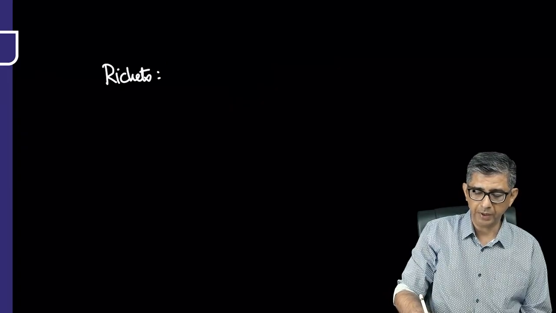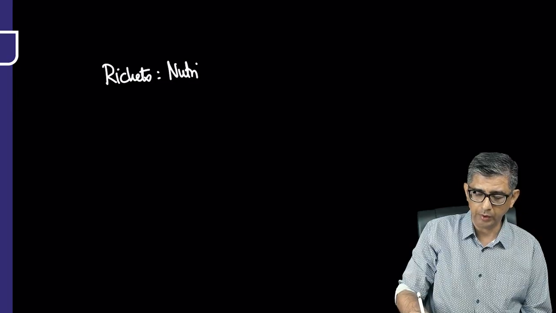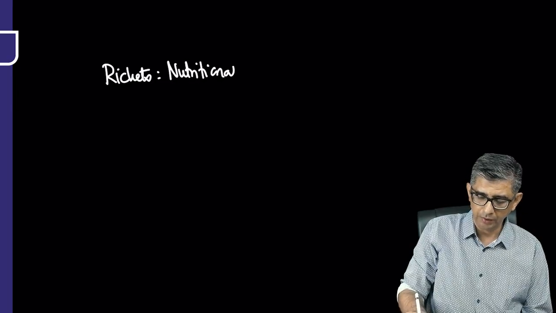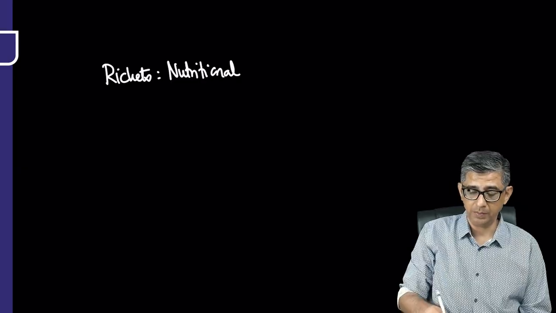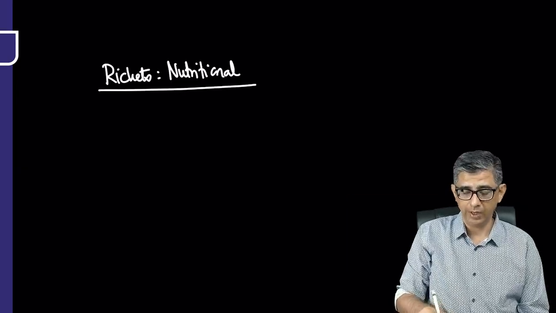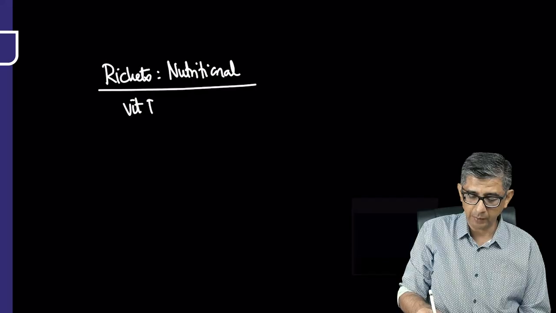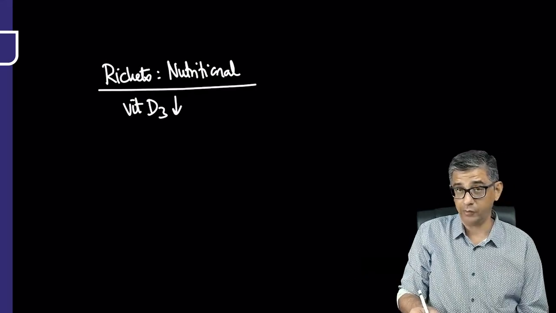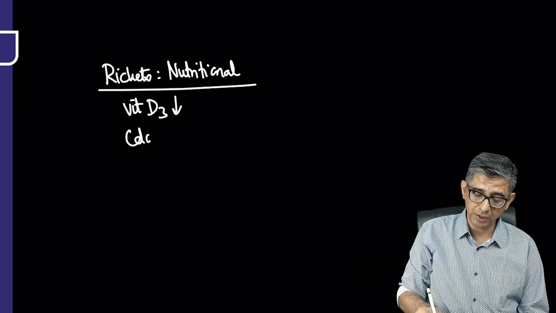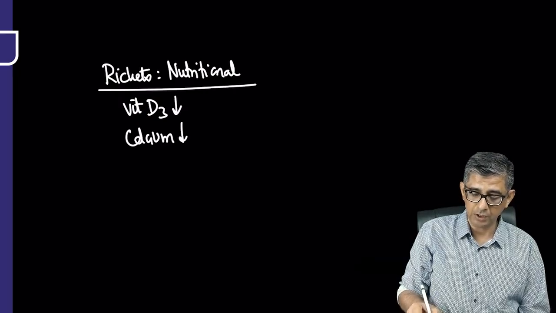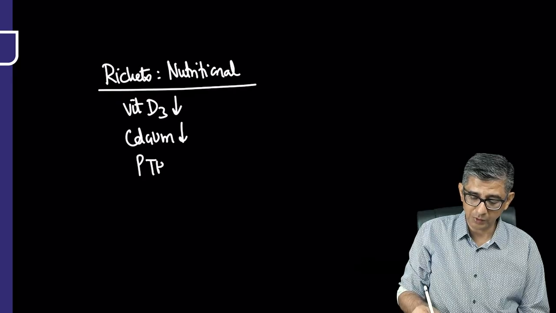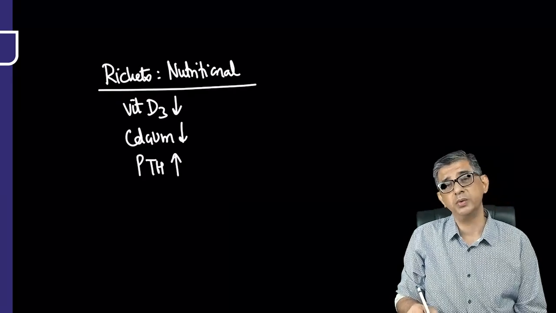Now, to finish this topic, in the last, I would like to mention regarding nutritional rickets that you read in pediatrics. Have a good listening to that from the pediatrics part of the app also. But what happens in nutritional rickets is that vitamin D3 is less. Please follow the arrows. Vitamin D3 is less, so calcium would be less. And because calcium is less, PTH would be increased, because every time calcium is less, PTH has to increase.